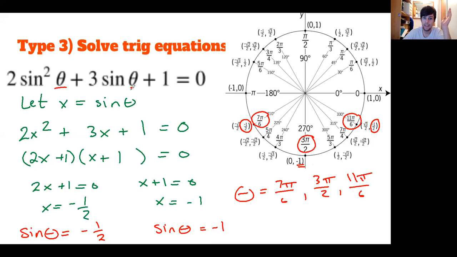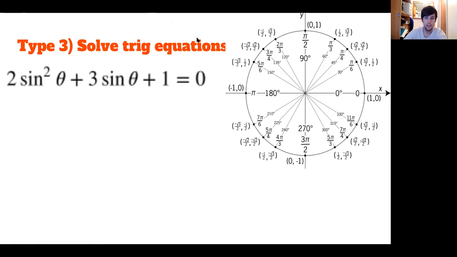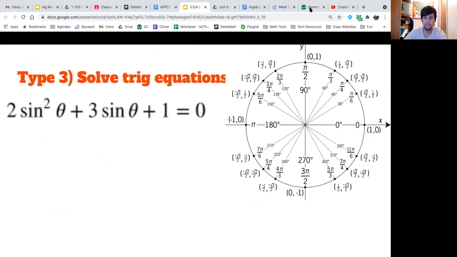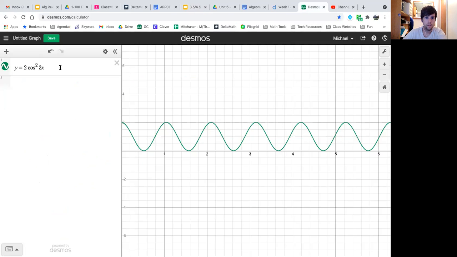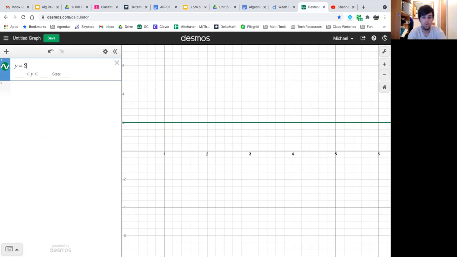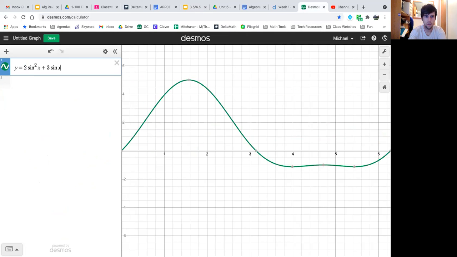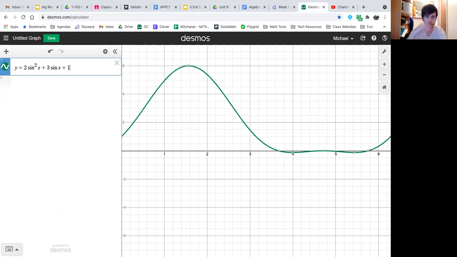Again, because we did not change the period of our sine function, we have found all the solutions. We could also take a look at the graph and just make sure that's the case. Sure, why not? Let's just take a look at the graph of this. I'm not even quite sure what the graph of this will look like, but Desmos can probably figure it out. Okay, it's 2 sine squared x plus 3 sine x plus 1.